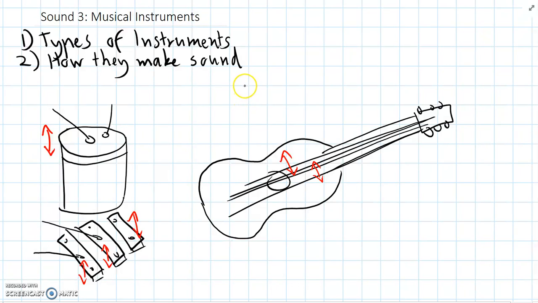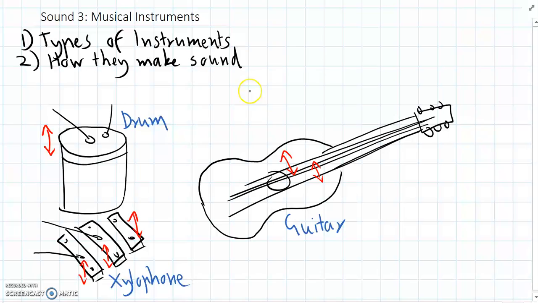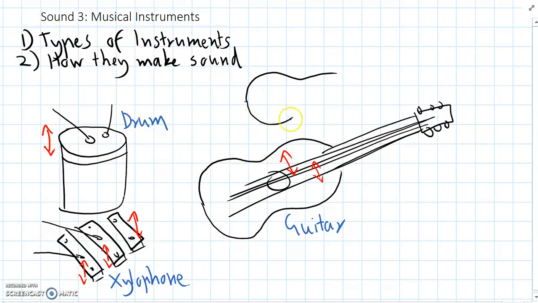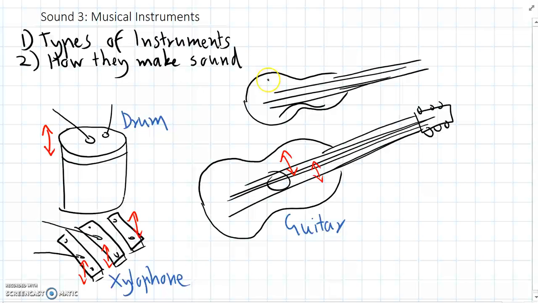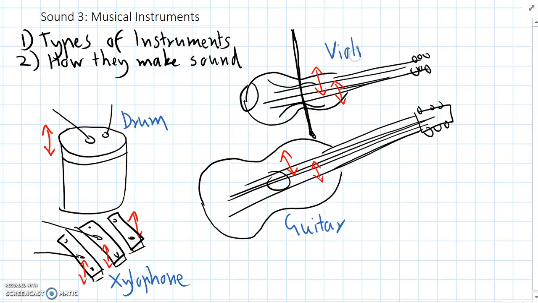Violins are another instrument that uses strings. So a violin also has strings, but we run a bow across the strings, and this is what causes them to vibrate. Although sometimes the player can pluck a violin as well to make a different type of sound. A violin.